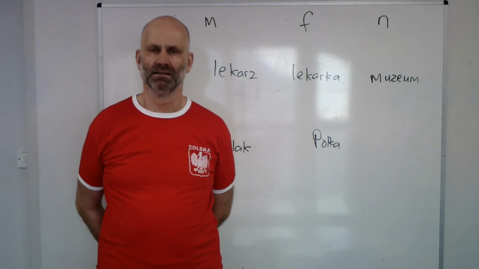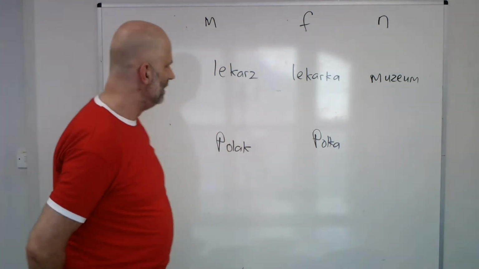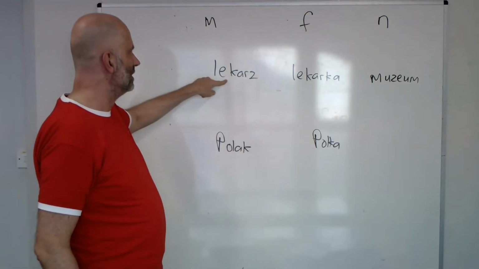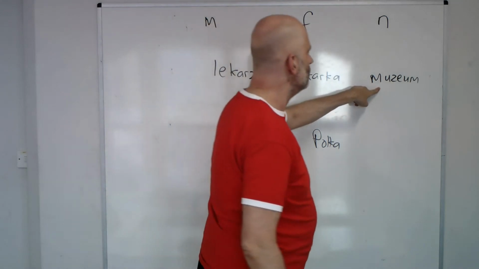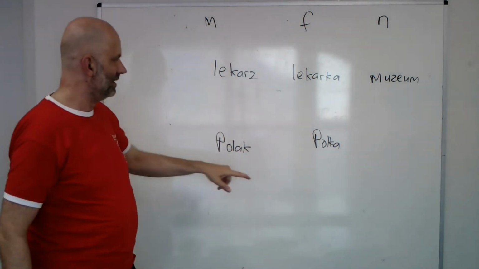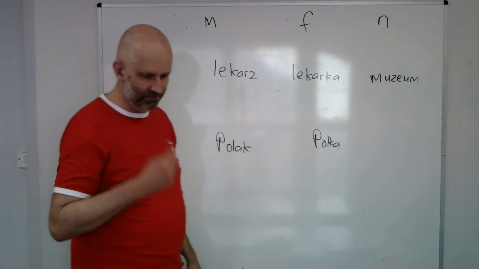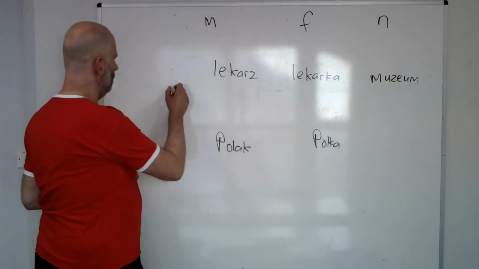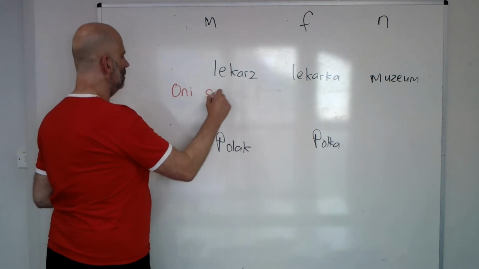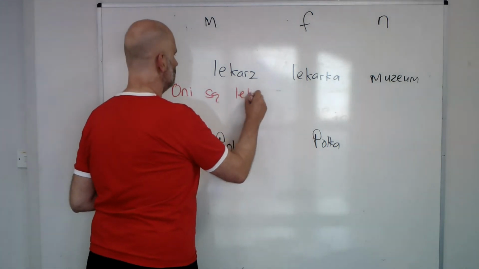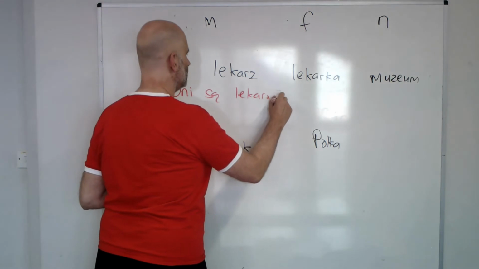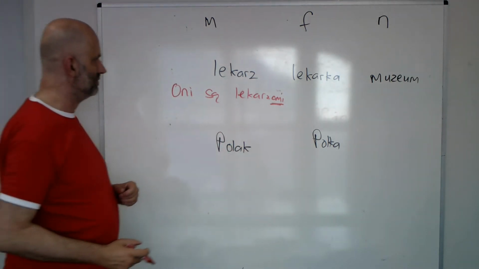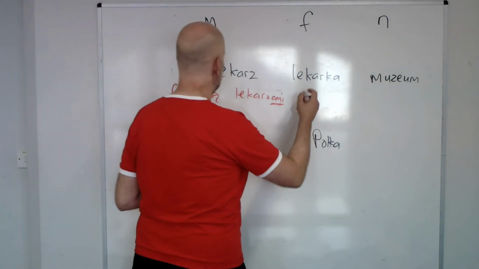Okay, so now we're going to look at plural. So here I've got some singular nouns, so masculine, feminine, neuter. So we've got lekarz, lekarka, muzeum, and also we've got Polak and Polka. Now we could say something like they are doctors. So oni są, and then lekarz becomes lekarzami. So we can see we add ami to make it plural in the instrumental.